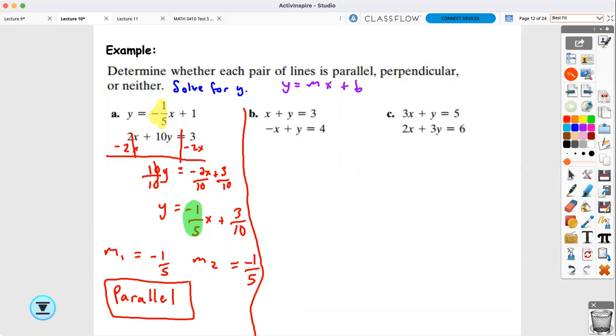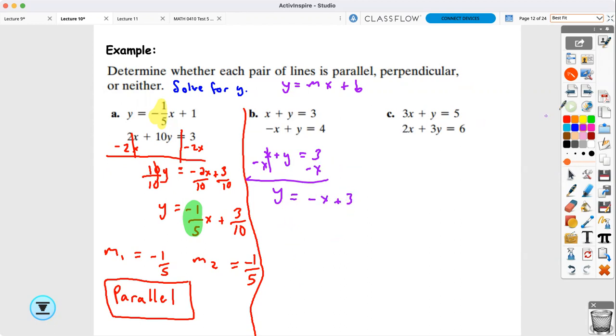All right, let's take a look at B. Unfortunately for B and C, the plot thickens and we have to solve for y for both of these. So for the first one, x plus y equals 3. I'm gonna go ahead and subtract x on both sides, right, to get y by itself. So then I get y equals -x plus 3.